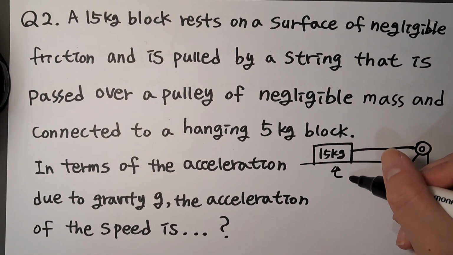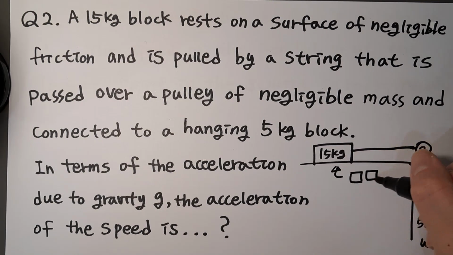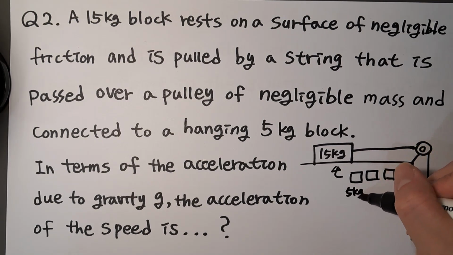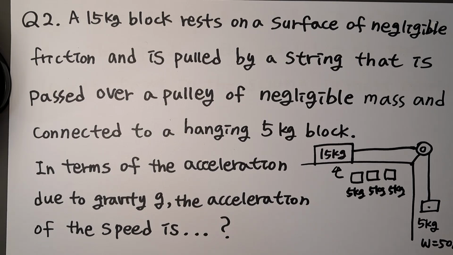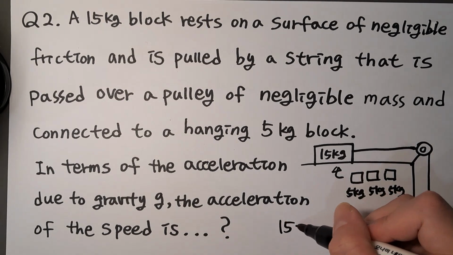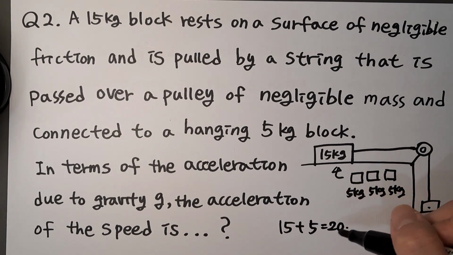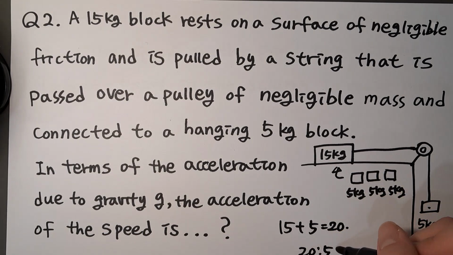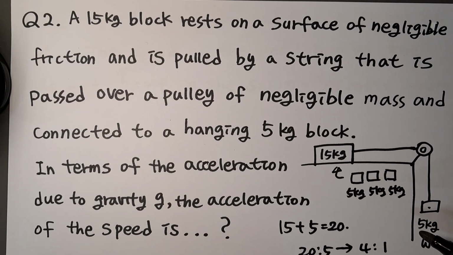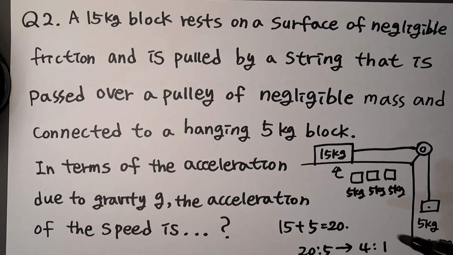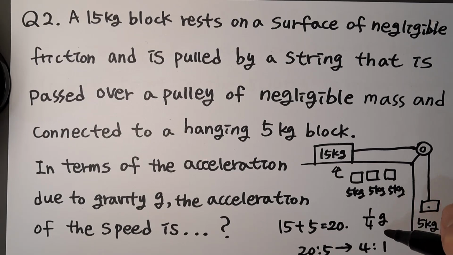So this is the same as 3 five-kilogram blocks, and this is going to be the first 5 kilogram block. So the acceleration of the block is going to be 1 over 4 g.